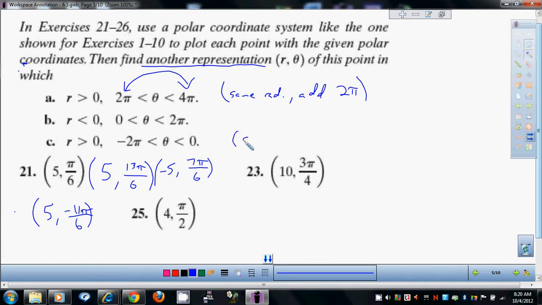Part C, same radius. Subtract 2 pi from your angle. So A and C were literally that straightforward. And part B was opposite radius, opposite angle on the unit circle. You literally go directly opposite of wherever you were in the unit circle. There you go.